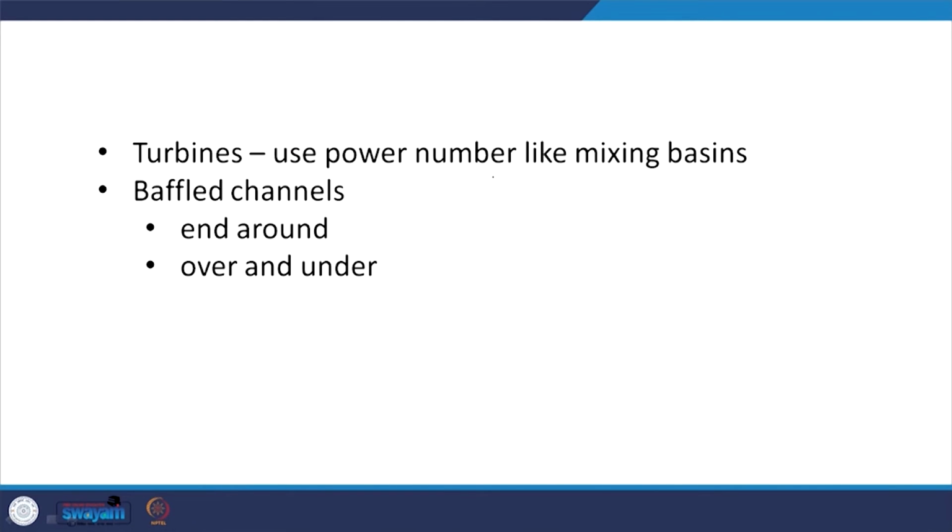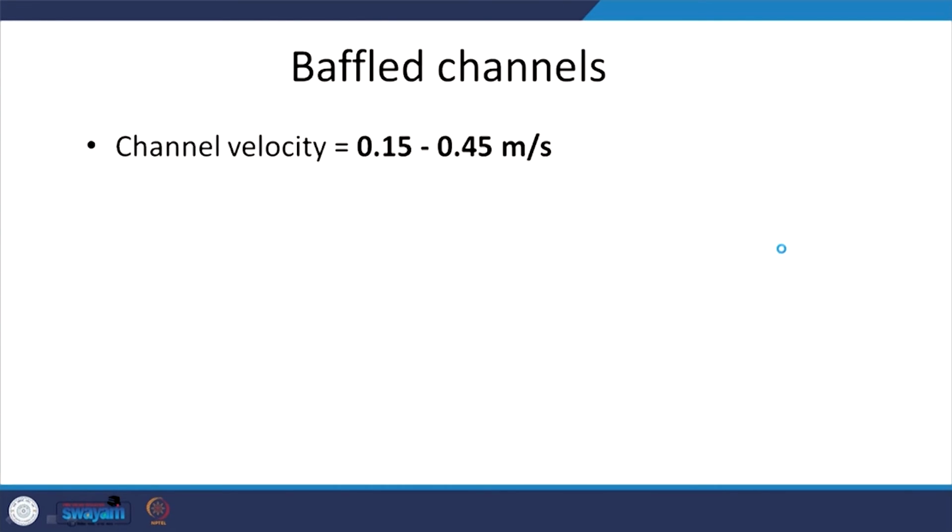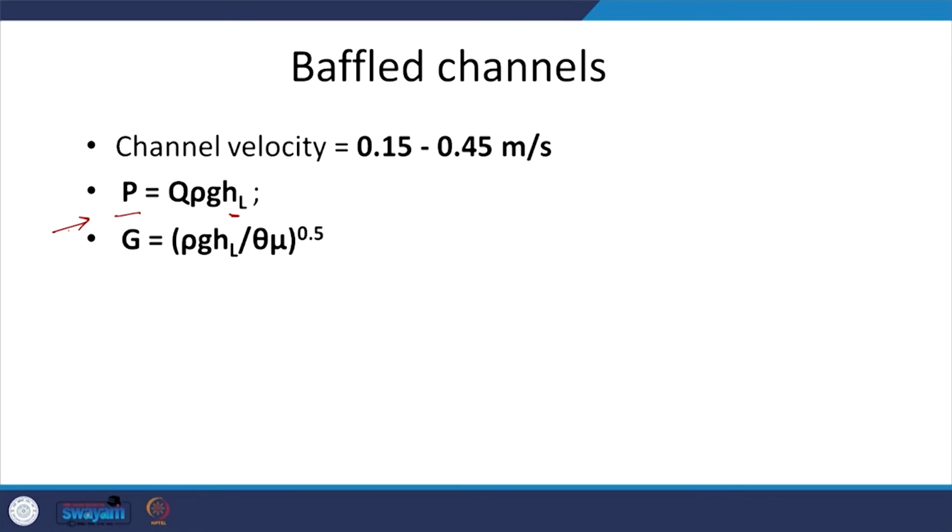Turbines use a power number like the mixing basins. Baffled channels, we already looked at them: end around or over and under. This will create gentle mixing conditions. For baffled channels, you have channel velocity, power, and depending on head loss you can equate them. This is something we already looked at for the static mixers when we looked at power dissipation. So from that you can equate the level of mixing to the head loss and the retention time. So that is something that you can get.